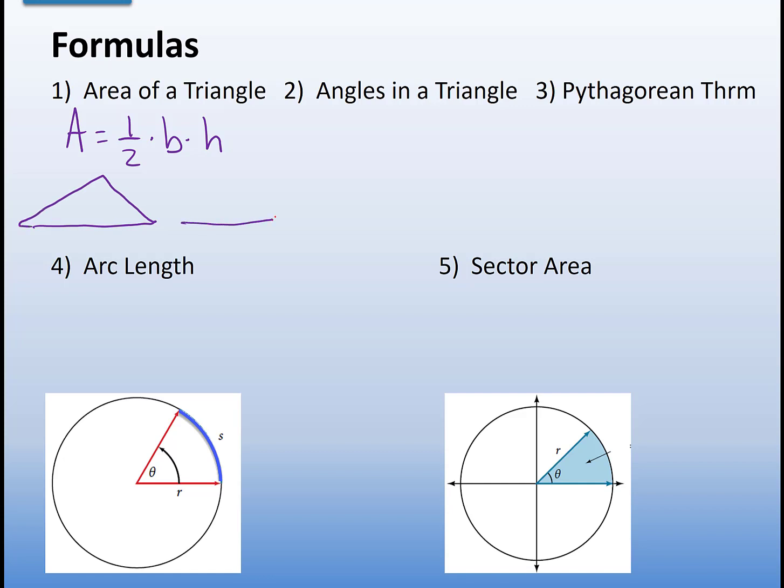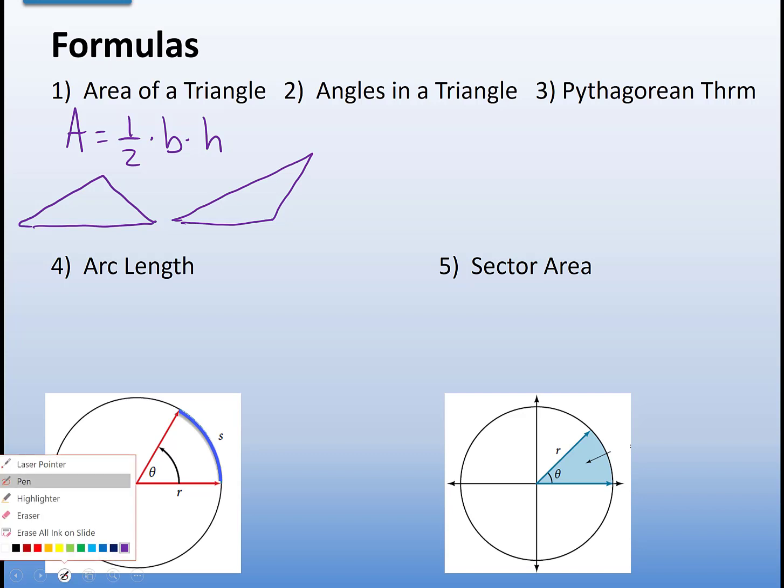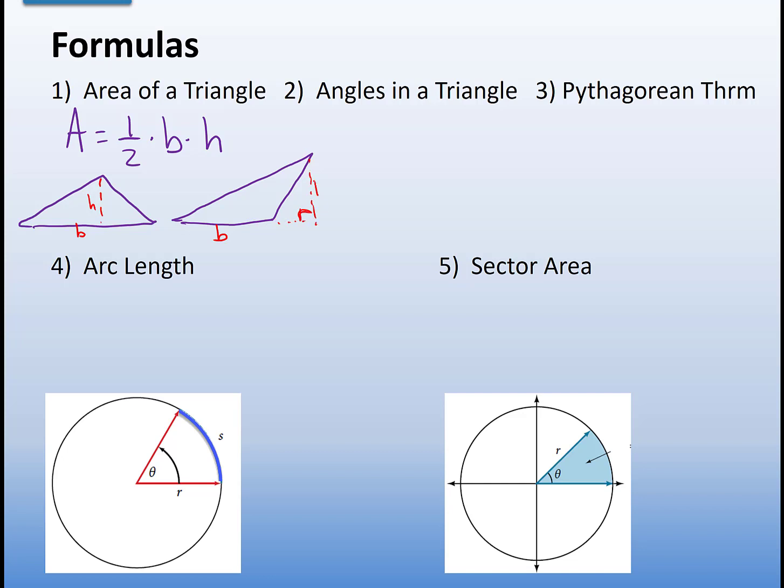And so we have various types of triangles, but whenever we are measuring and finding the height, it must be perpendicular to the base. So height and base. Here's base, but the perpendicular is not inside the triangle. We have to get the perpendicular over here. There's the 90.